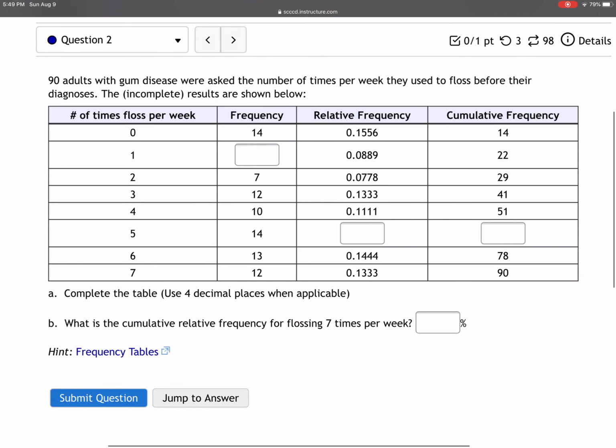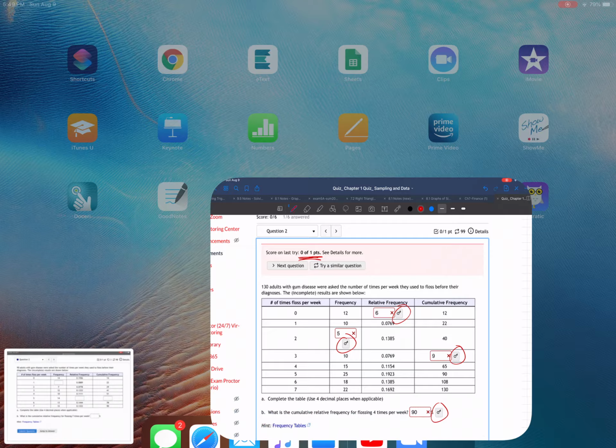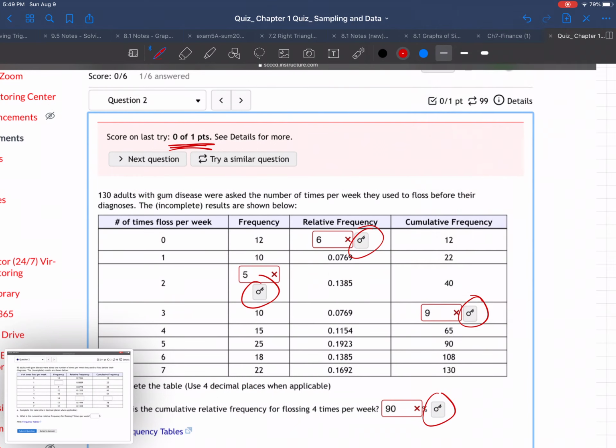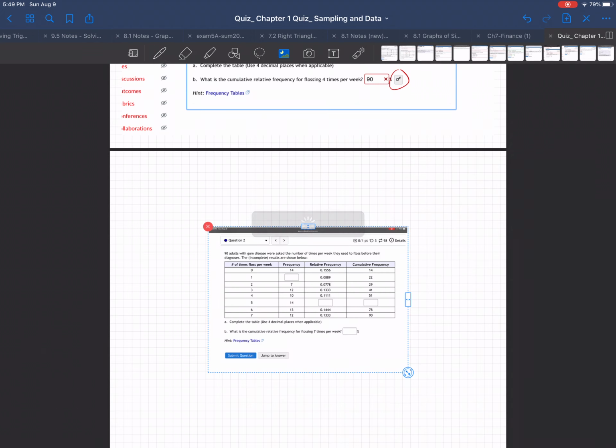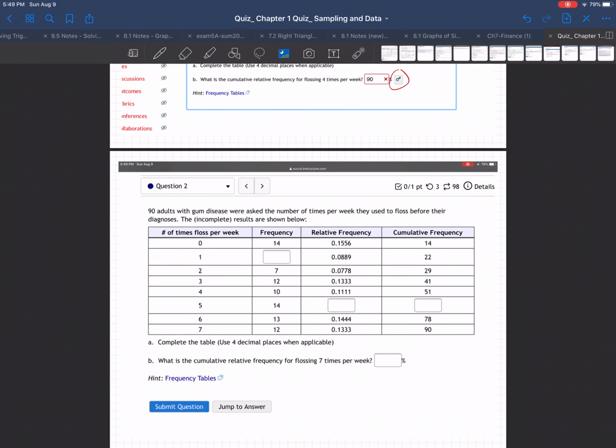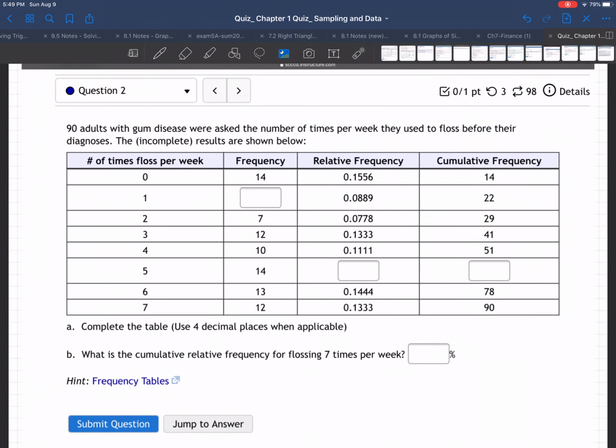Now I can do another one. You have infinite tries on this homework. Let's do it well this time now. And so what frequency, remember? Frequency means how many. That's what frequency means. How many?